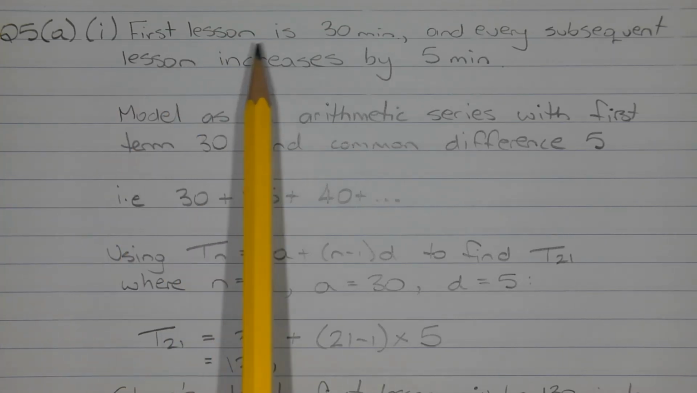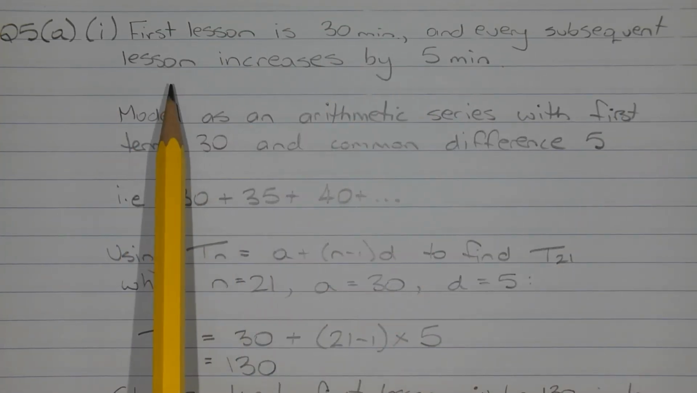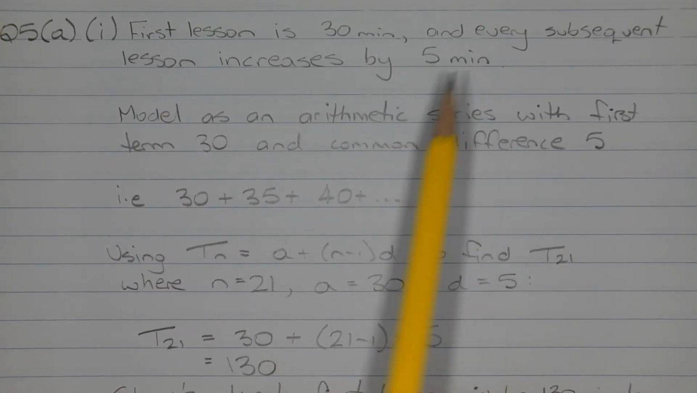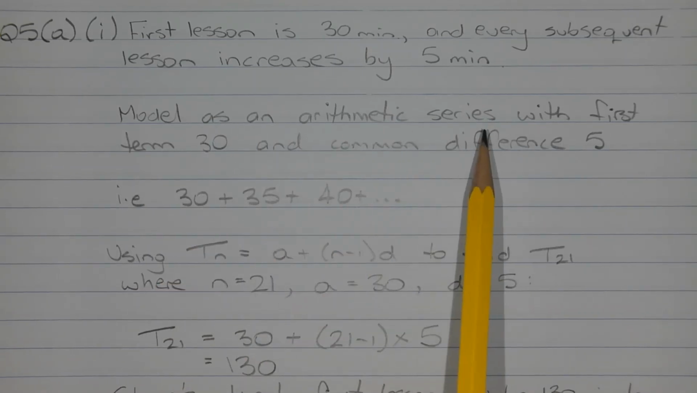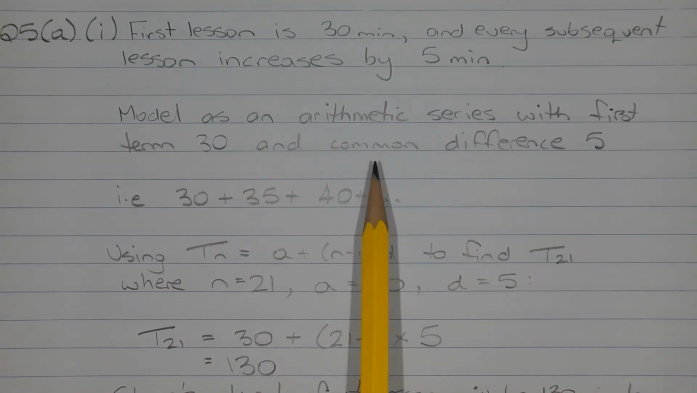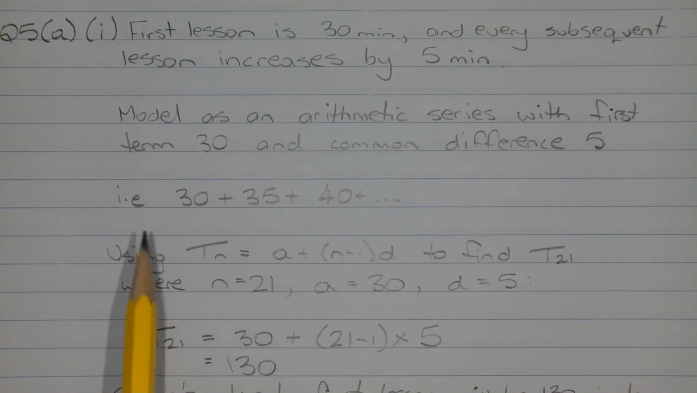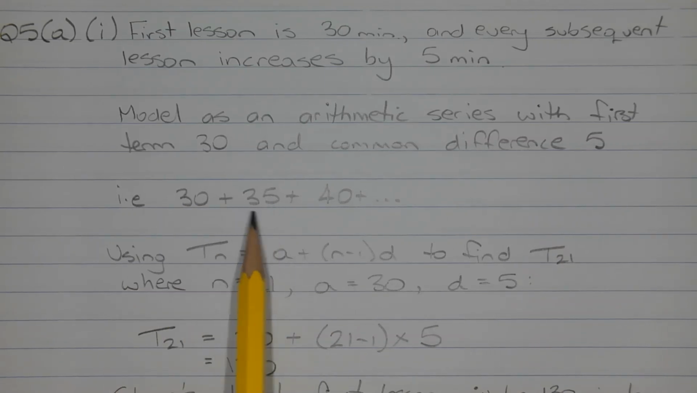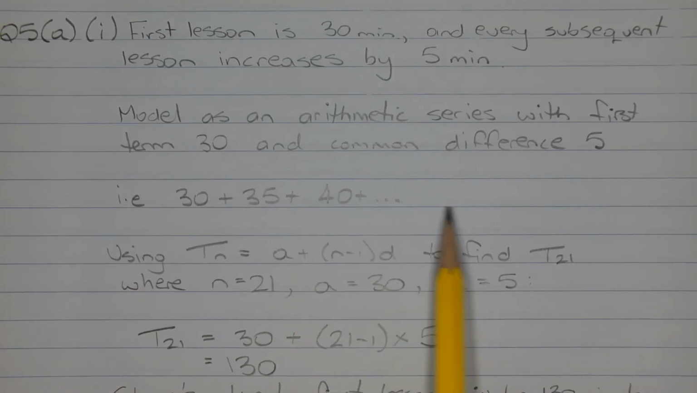The first lesson is 30 minutes and every subsequent lesson increases by 5 minutes. So we can model this as an arithmetic series with the first term 30 and common difference 5. In other words, 30 plus 35 plus 40 plus 45 and so on. So using Tn equals a plus (n minus 1) times d to find the 21st term, T21.